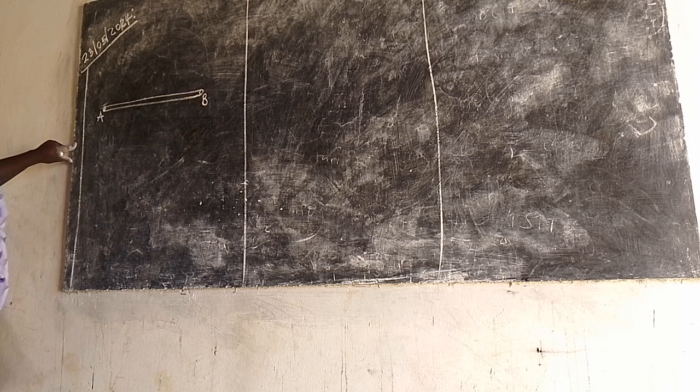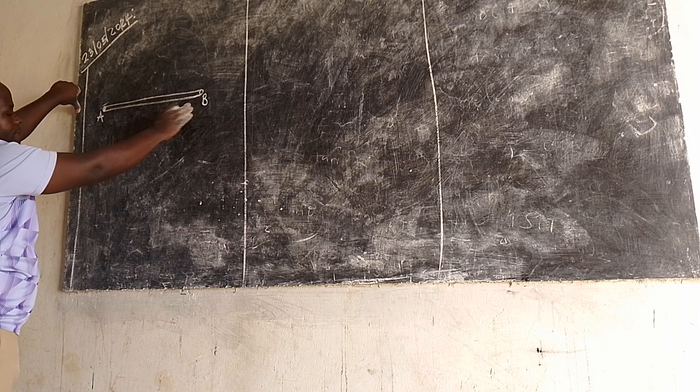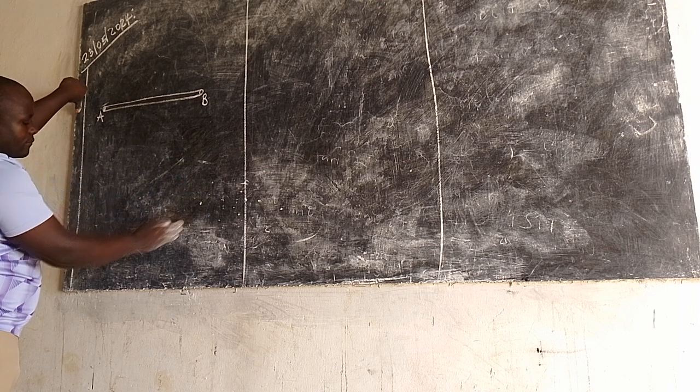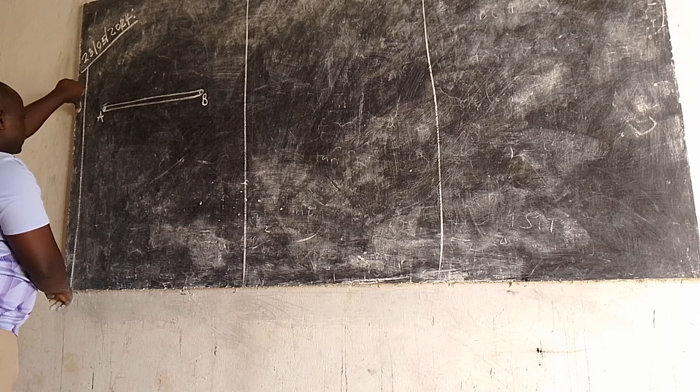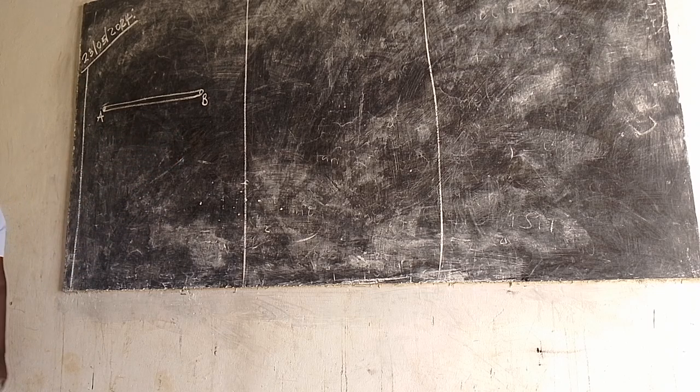Read the question. Of mass 30 kilograms, length 40 meters. Length is 40 meters, and mass 3 kilograms, horizontal, in equilibrium. Yes, horizontal. That's why I made it horizontal.